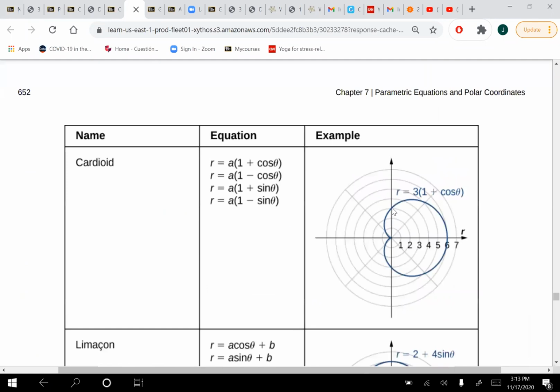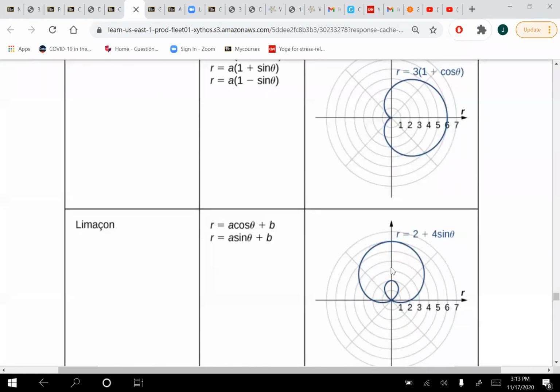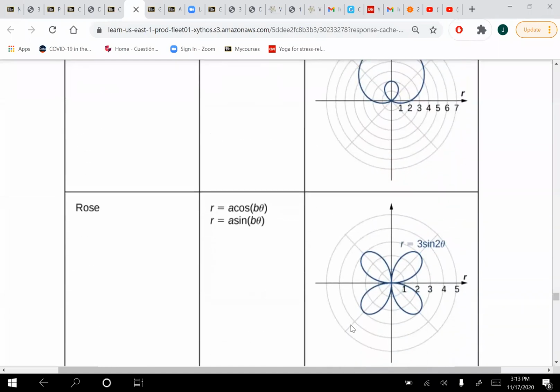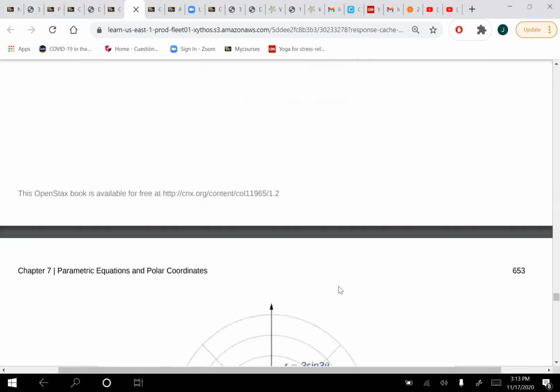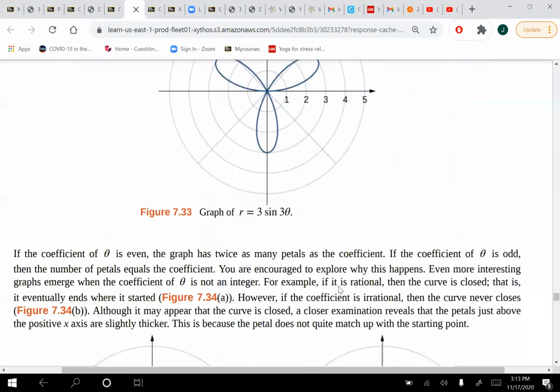You can do this cardioid. You can do this other one. You can do the roses. And look at the parametrization: a cosine b theta, a sine b theta. But this is on polar coordinates. We do that probably on Friday. This will be for Friday.